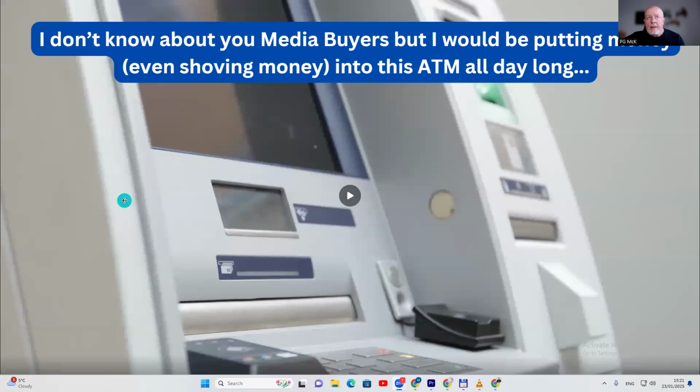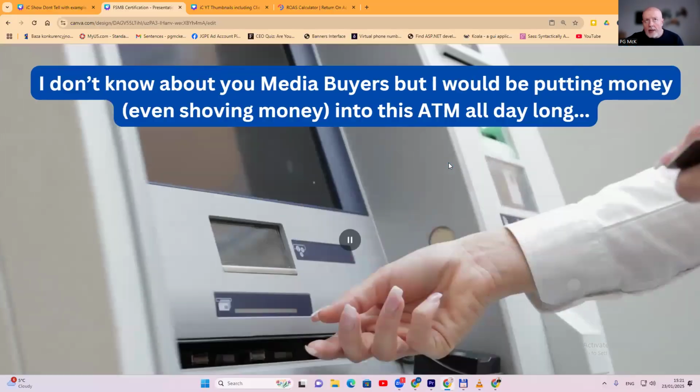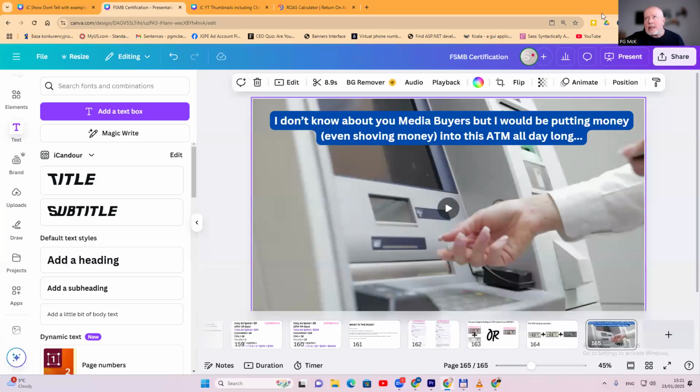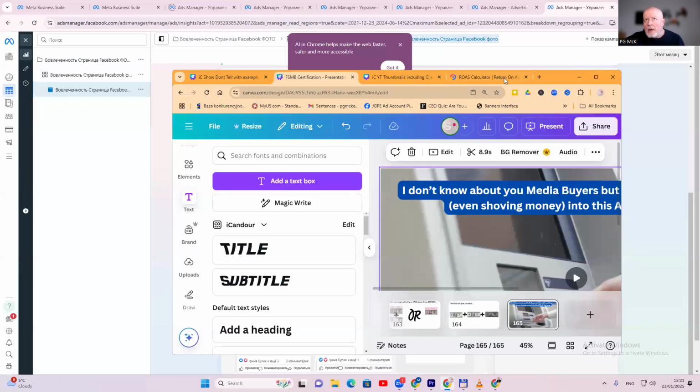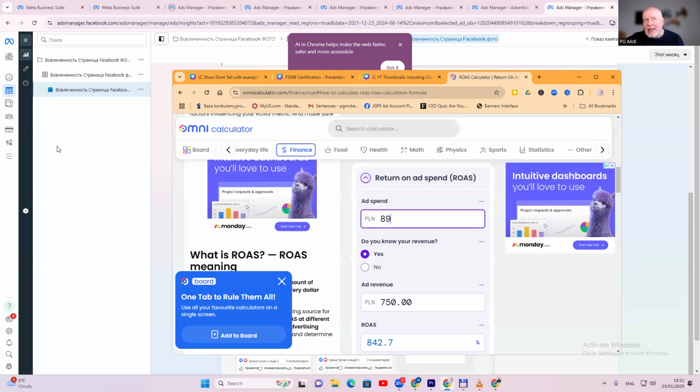And by the way, maybe I should share my screen and show you this, because this is the problem that we've got. Let me just share my screen again. This is the ROAS calculator. This is the one that I use, omnicalculator.com. If you type in there, you'll find a lot of these.